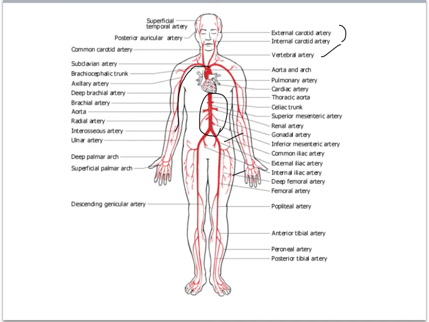You've got the femoral artery behind the knee. It is referred to as popliteal, coming down to anterior and posterior tibial, and then you've got the peroneal artery. Over on this side, you'll see things like the radial and ulnar arteries. Those are pretty easy. Remember your location of your radius under your thumb and your ulna under your pinky.